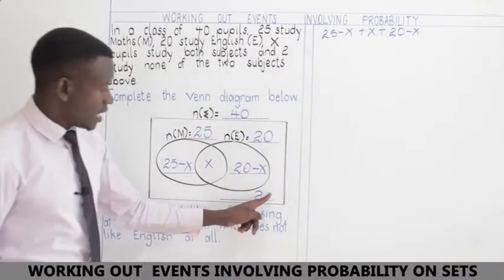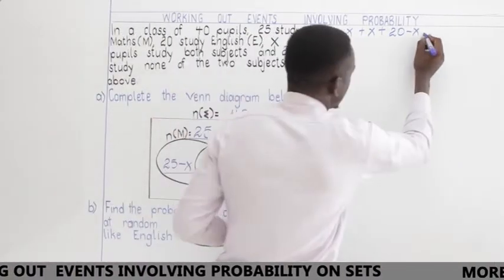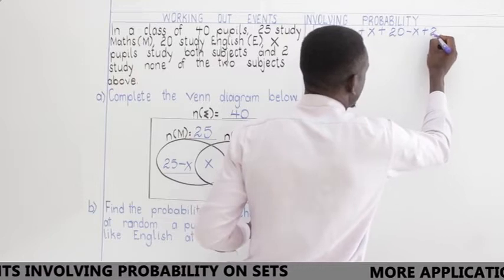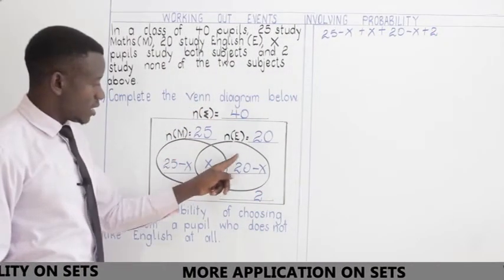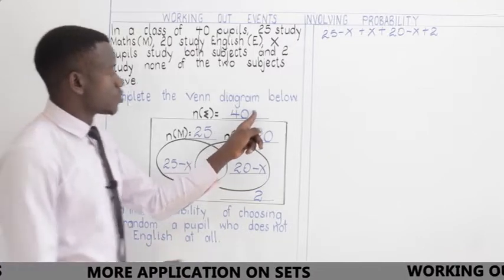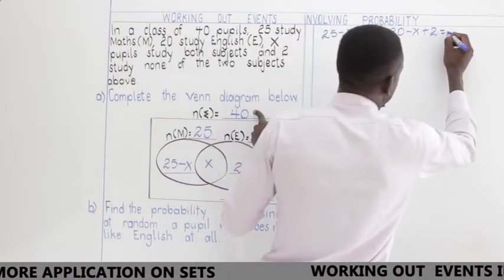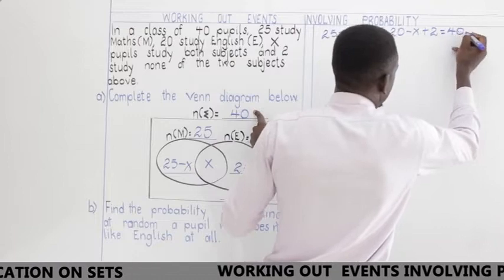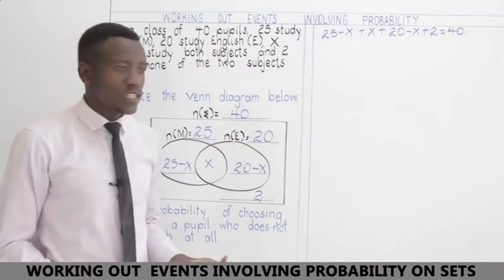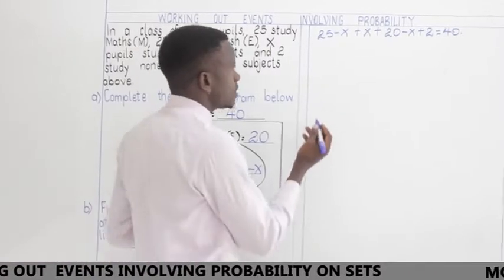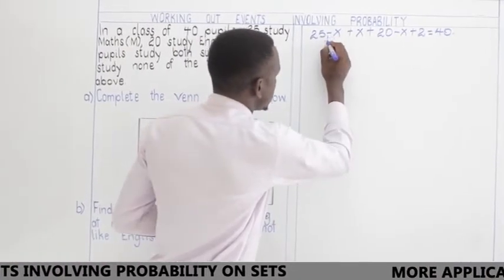After there, we still have these ones who study none, plus 2. Then after adding the sum of this one and this one and this one will equal the whole class, which is equal to 40. Now we can work out our expression.